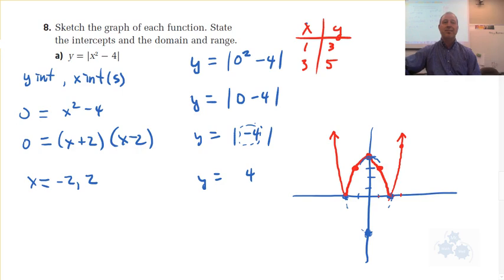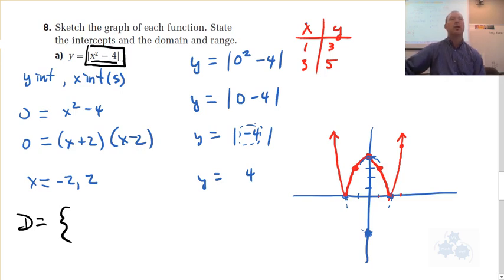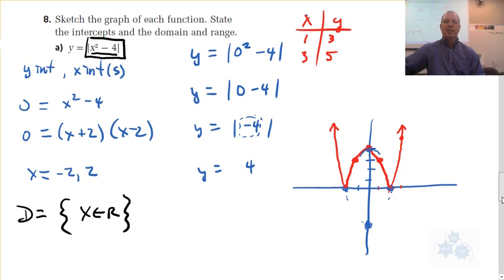The domain, remember there are no restrictions for x here. If you just look at x squared minus 4, there's no restrictions on x. So x can be anything. But the range has to be greater than or equal to 0. We can see that, so y is greater than or equal to 0, and that's acceptable for that.